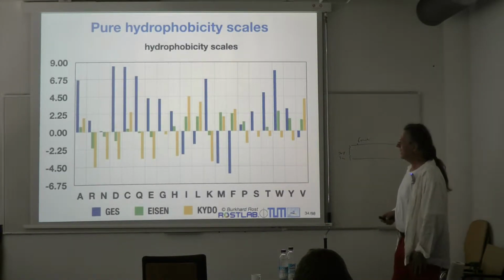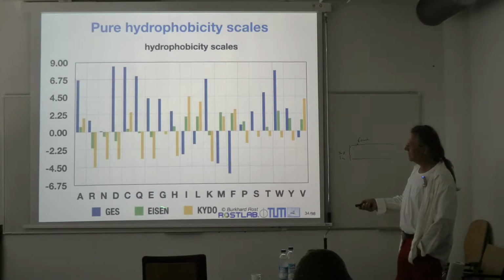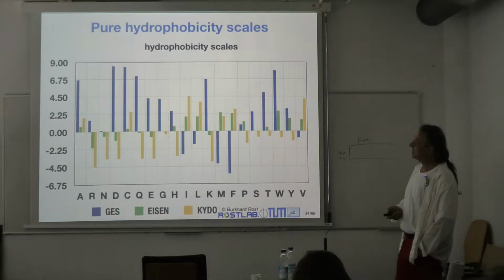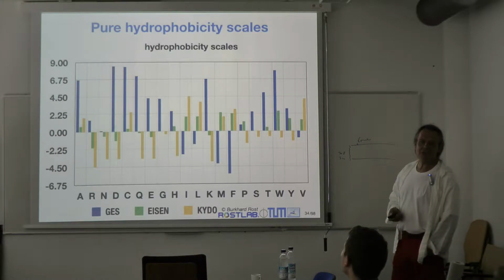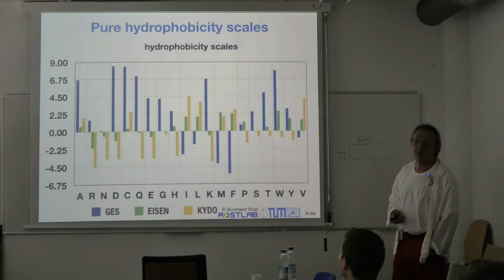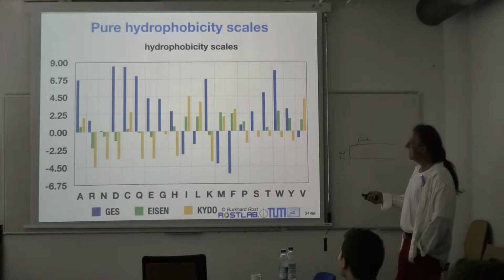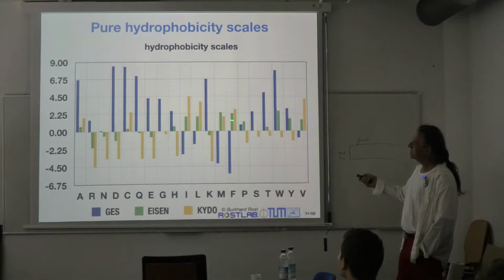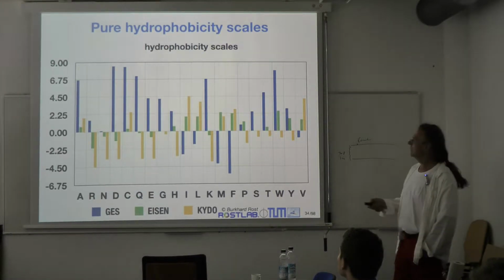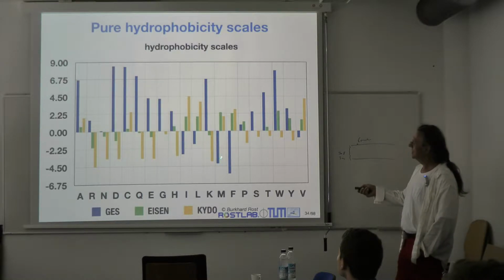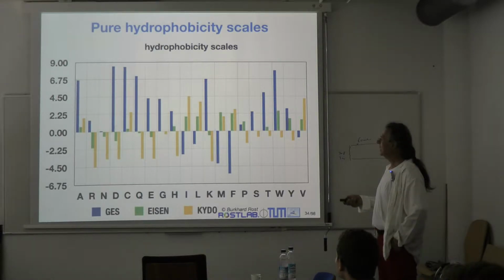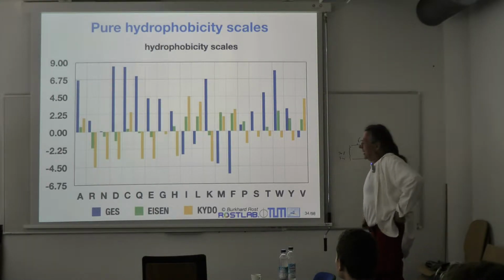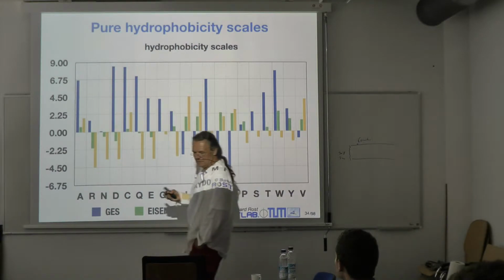But before we do that, let's just look at another scale. So that's the Eisenberg in green. There's a Kyte-Doolittle, and there's a so-called GES score. You do see that these scores are not all the same. They differ, the bars differ. You also see that sometimes these bars differ substantially. So while in one class methionine is considered very hydrophilic, in another one it's more hydrophobic. So that is one issue.